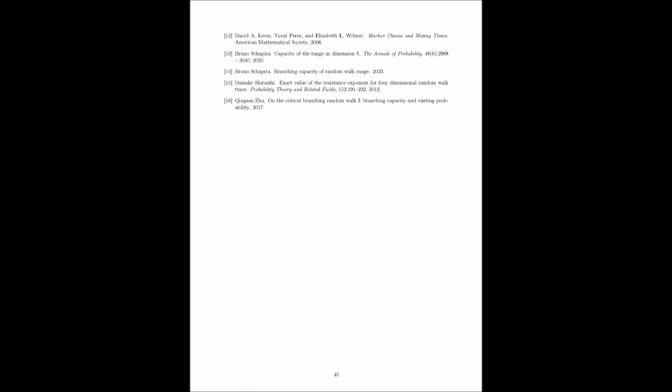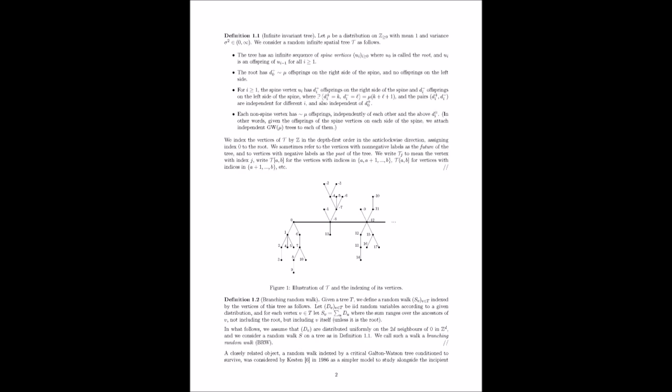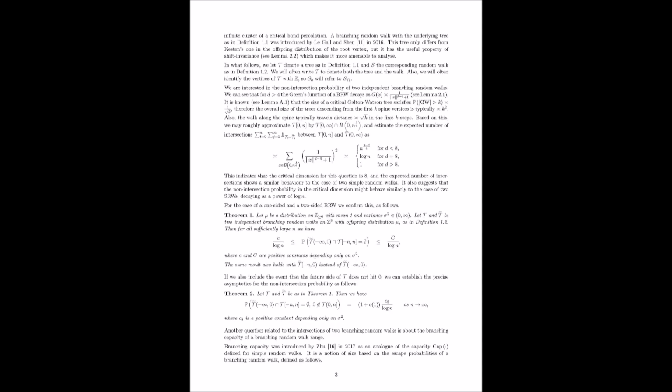Why 8 specifically? That's a great question. So 8 dimensions is a critical threshold for this type of problem. In lower dimensions, the walks are almost guaranteed to intersect. But as you add more dimensions, the space increases so dramatically that the chances of them colliding become really, really small. 8 dimensions is right on that edge where things start to get interesting. Okay, so it's like that tipping point where the probability of an intersection just completely changes.